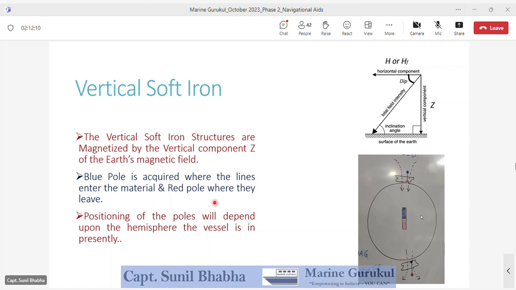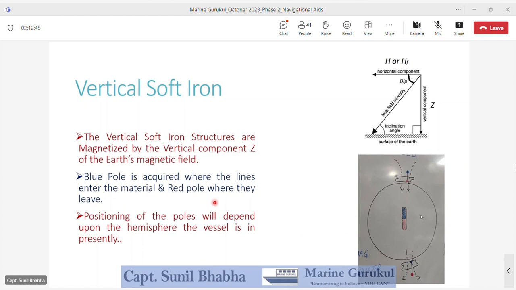This ship has started traveling now, and this ship now has crossed the equator and gone into the southern hemisphere, and it has reached the South Pole. Now the same ship is at the South Pole. We are aware that at the South Pole, the magnetic lines of force come out from the Earth's surface. Now when they come out of the Earth's surface, they will be entering the mast from the bottom, thus giving it a blue polarity. The bottom of the mast now acquires a blue polarity, and these lines of force will be leaving from the top of the mast, giving it a red polarity.